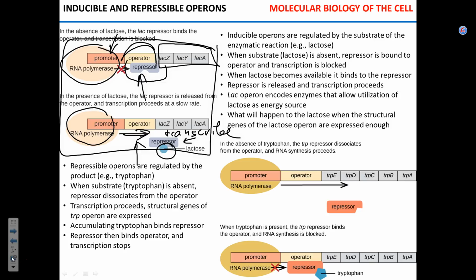For the lactose operon, only lactose. For other operons, it can be something else. For instance, there is a ribinose operon that works pretty much the same way. When there is a sugar called ribinose in the media, it will bind the repressor. Repressor will fall off the DNA, and transcription of the genes responsible for ribinose metabolism will start. Does that make sense?